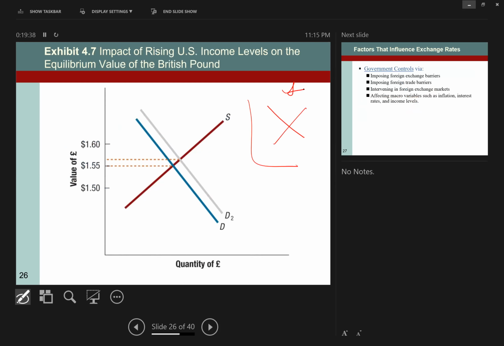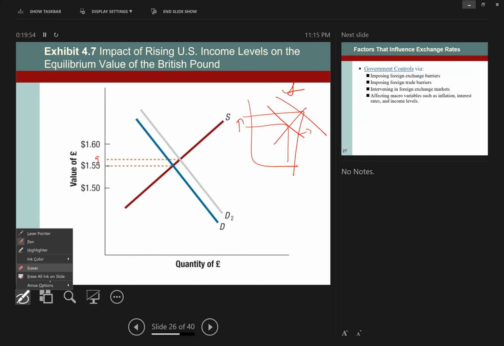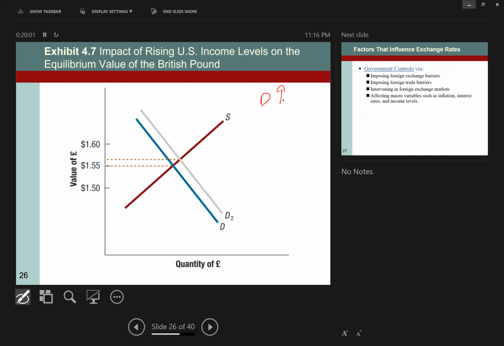Market for pound, what happened? Our demand has increased. We have a new value which is increased, right? So our exchange rate has increased. So one more time, if income rises, what happened? Demand for foreign currency rises, supply is unchanged, foreign exchange rises. Understand?